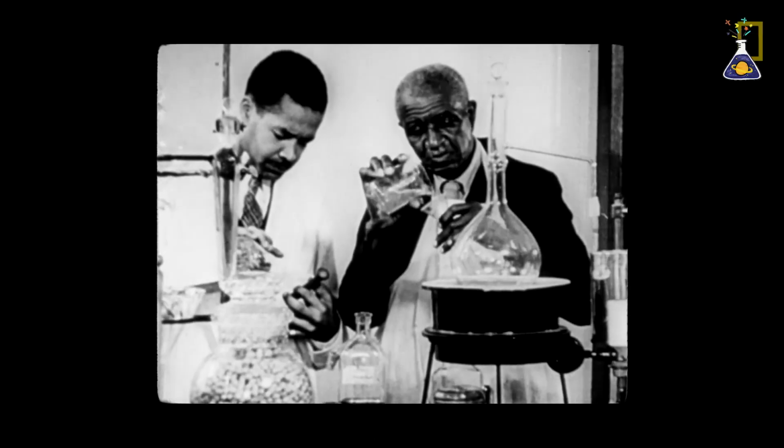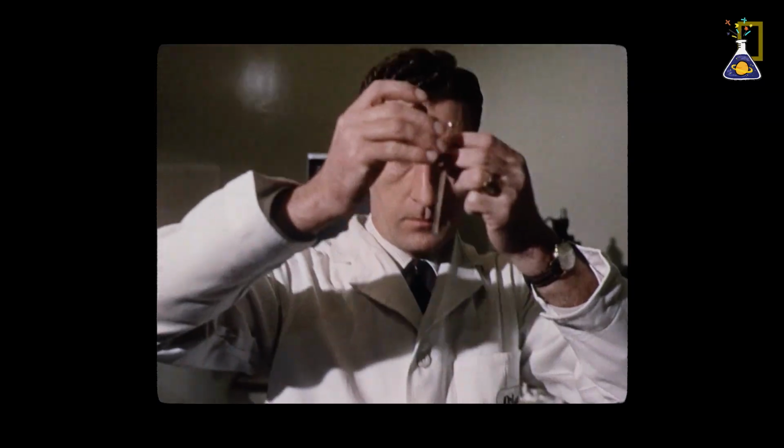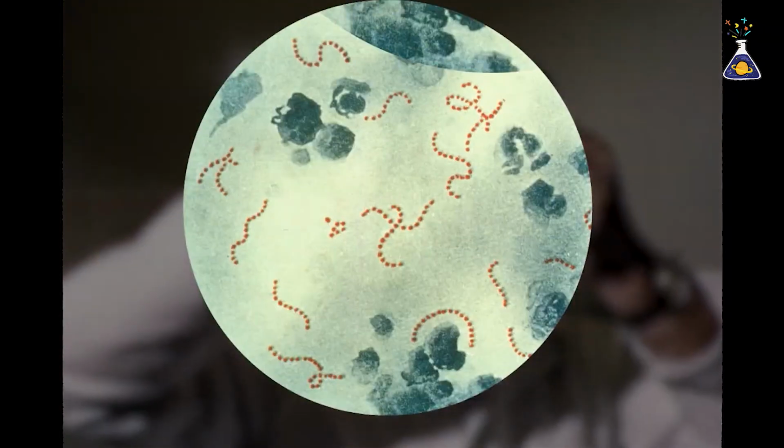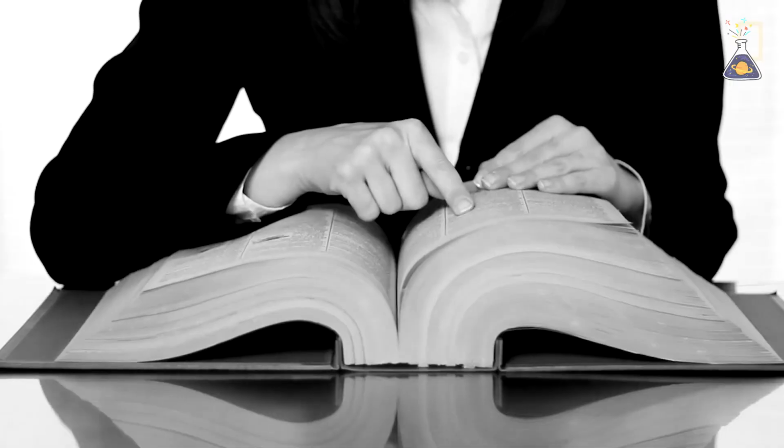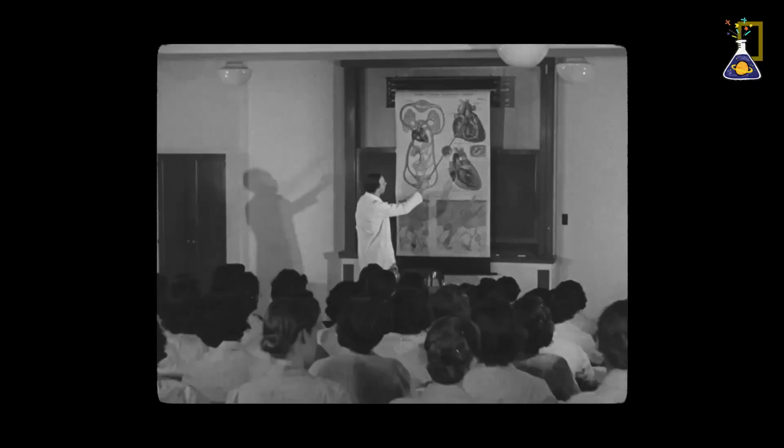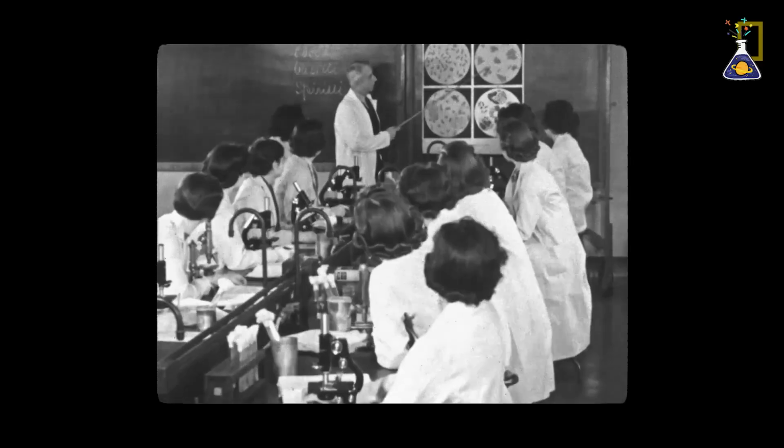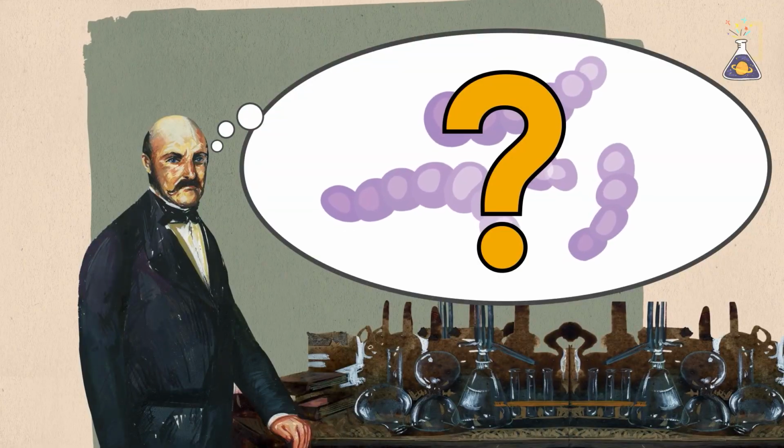At the end of the 19th century, science was advancing rapidly. Scientists had learned that microscopic germs cause disease, and they were beginning to understand that tiny invisible organisms could affect us. But soon, they began to encounter puzzling phenomena that germs alone couldn't explain.